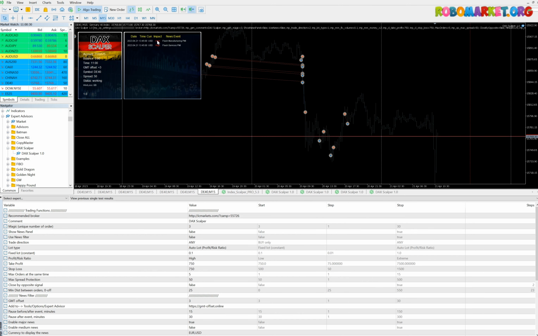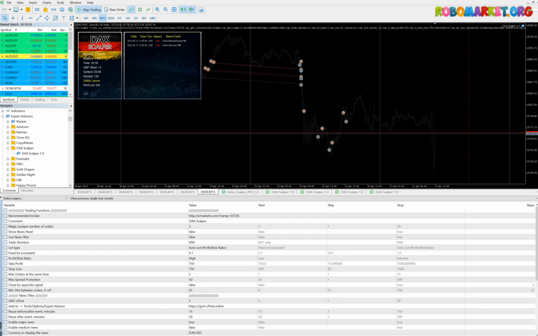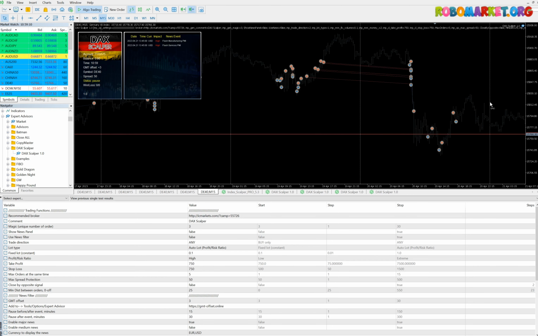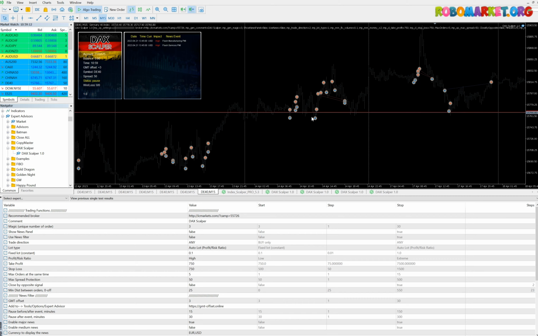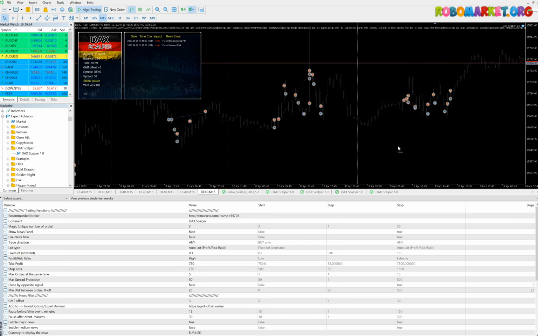For the scalper to work stably, you need to have a stable internet connection or install the robot on a remote VPS server. Contact me to get good recommendations of a VPS provider with low ping and inexpensive service. The news filter works in real time only. Therefore, you cannot test it in the MetaTrader strategy tester.